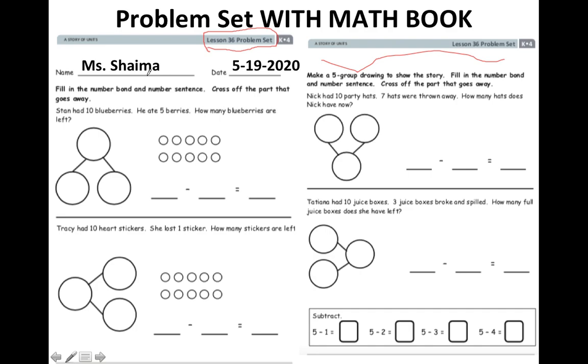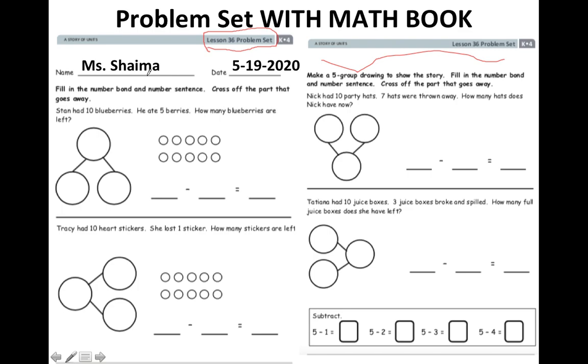So let's listen to the direction. It says fill in the number bond and the number sentence. Cross off the part that goes away. This is exactly the same thing that we did yesterday in our problem set. So this should be easy peasy and lemon squeezy.